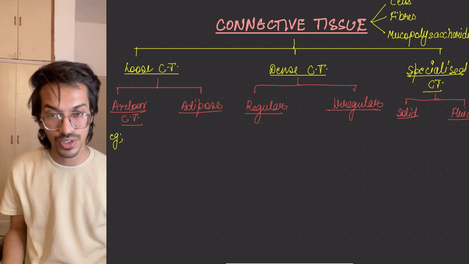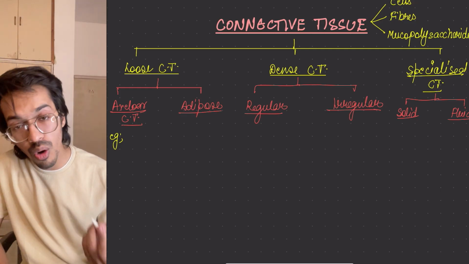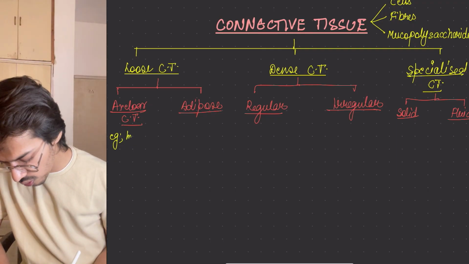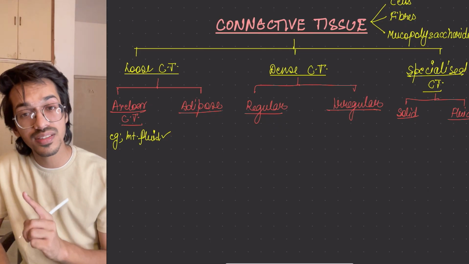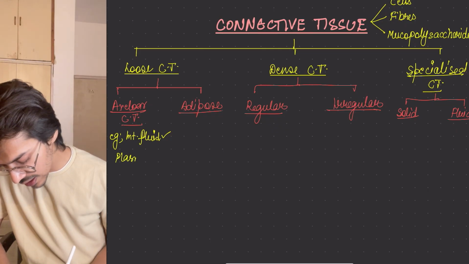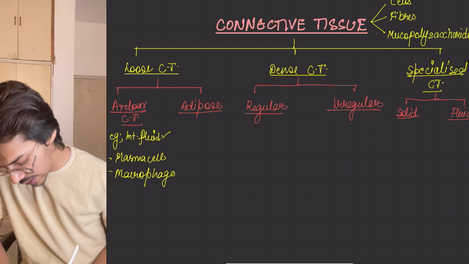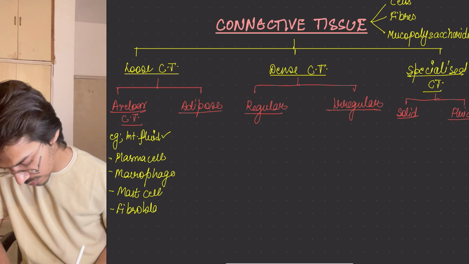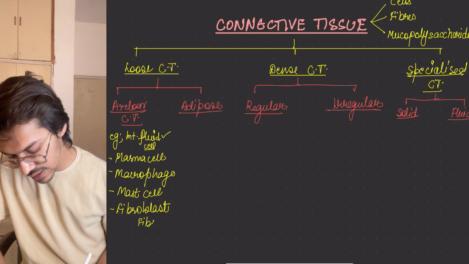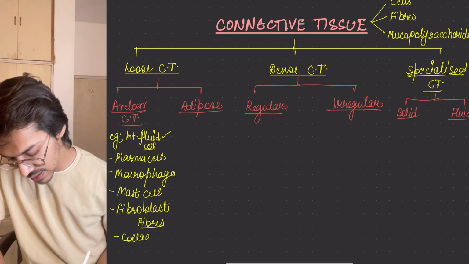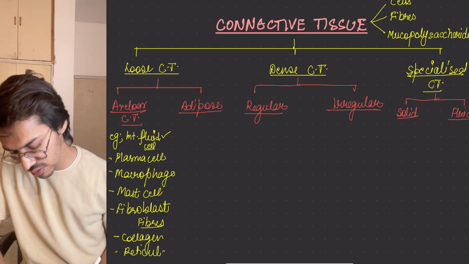The areolar connective tissue is connecting the organs in between interstitial fluid. So we can call it interstitial fluid. The cells present in it, its diagram is given in NCERT, so very important. The cells are plasma cells, macrophages, mast cells, and fibroblast cells. This is the bare minimum cells you have to remember. Then what types of fibers are present? There are collagen fibers, reticulate fibers, and even elastic fibers can be present, but we will go with these two fibers.